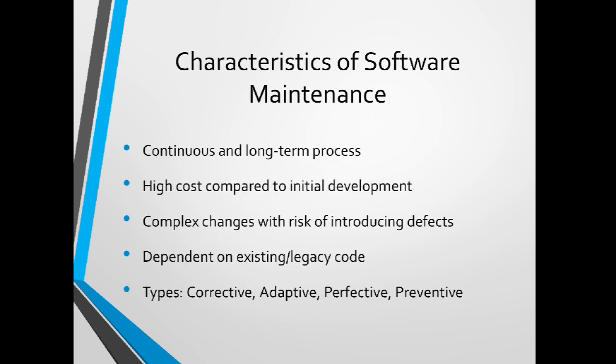We know why maintenance is so important. Let's explore its unique characteristics. These are the things that set software maintenance apart from initial software development. The first characteristic is continuous and long-term. Unlike a project with a clear end date, software maintenance is a continuous activity that can span decades. Software has an incredibly long operational life.